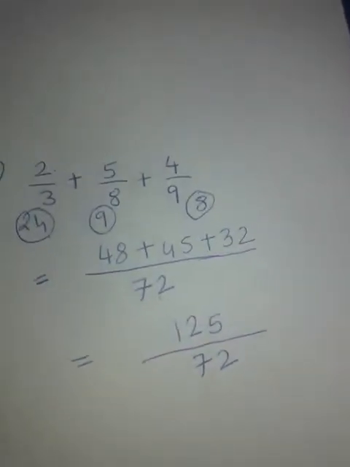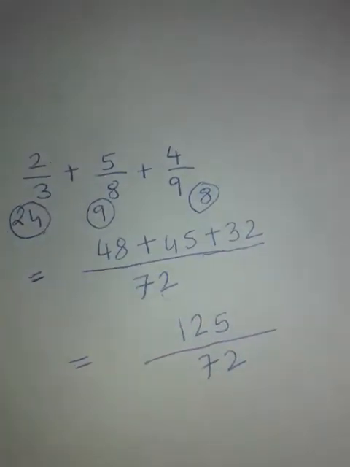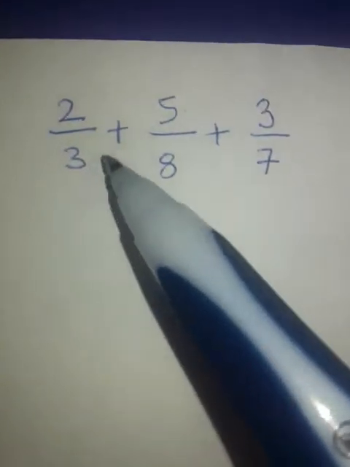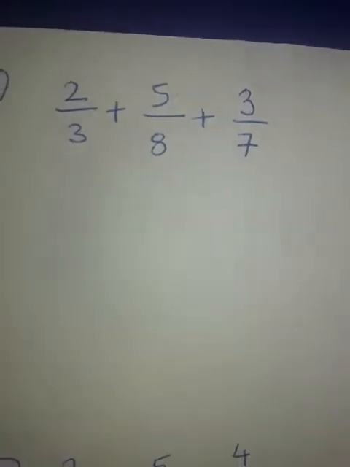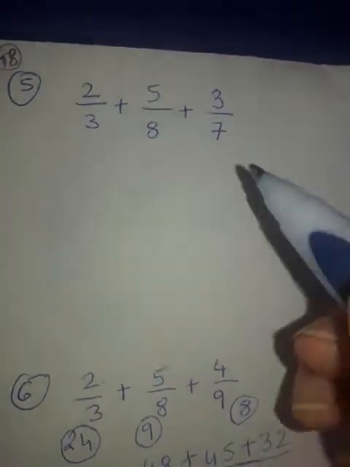This is 125 by 72. Now let's solve one more. 2 upon 3 plus 5 upon 8 plus 3 upon 7. If you see these numbers 3, 8 and 7, is there any common factor between them? No common factor. So LCM is going to be their product only.